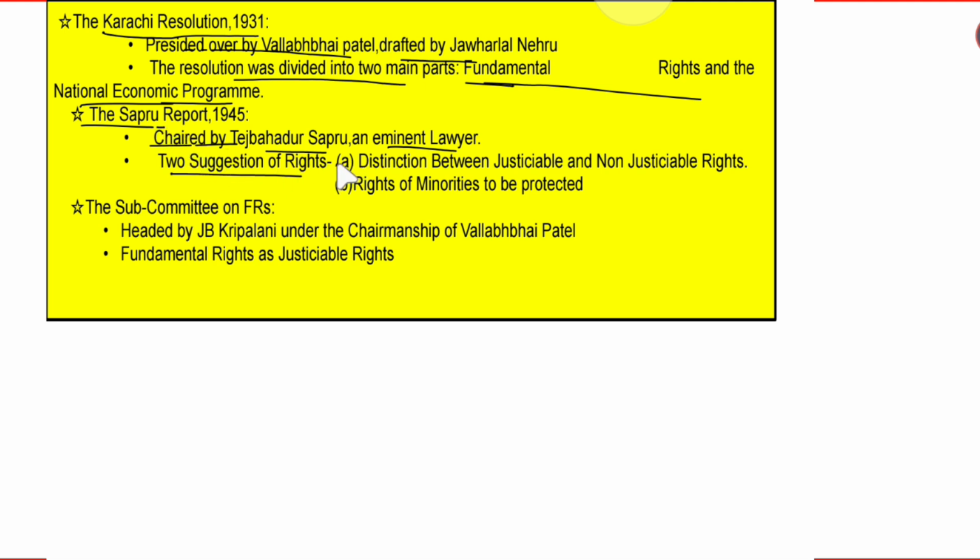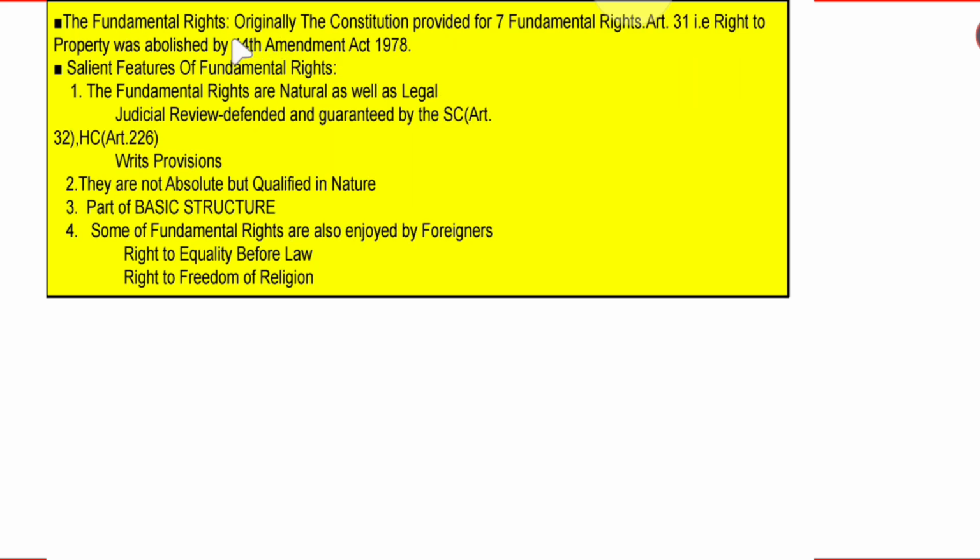The next is the Sapru Report 1945. It was chaired by Tej Bahadur Sapru, an eminent lawyer, and two suggestions were brought by the Sapru Report. Number 1, a distinction between justiciable and non-justiciable rights, and number 2, the rights of minorities to be protected. And the next one is the Subcommittee Report on Fundamental Rights. This committee was headed by J.B. Kripalani under the chairmanship of Vallabhbhai Patel. The fundamental rights are justiciable rights.